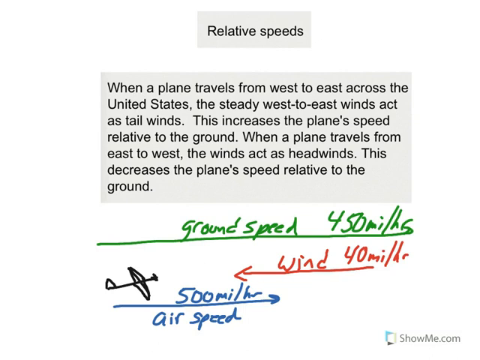So, for example, suppose we have a plane traveling at 500 miles per hour as its airspeed, and the wind is pushing against that plane with 40 miles per hour. Then the plane's ground speed is 450 miles per hour. Please pause the video and copy this into your notes.